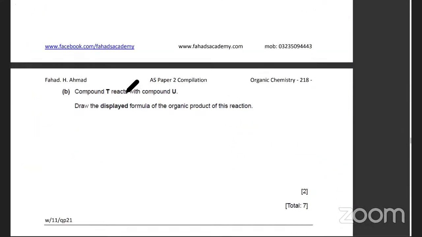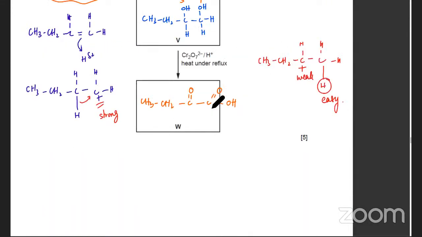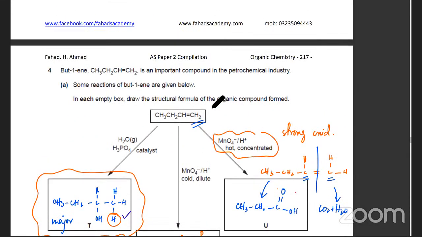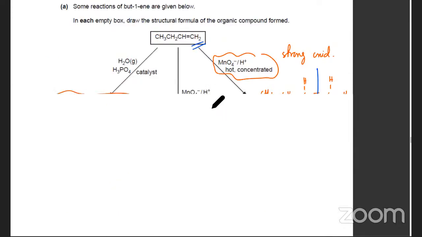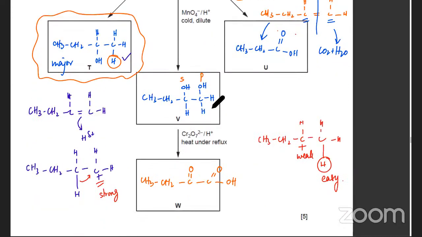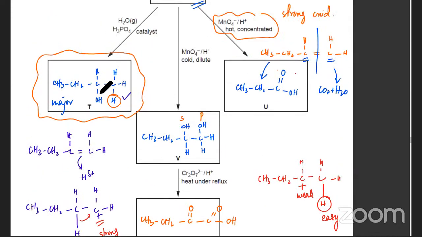Now the next one is: compound T reacts with U. Draw the displayed formula of the organic product of this reaction. So T reacts with U. T, where's T? T is an alcohol, U is a carboxylic acid. So T is a secondary alcohol. It's a butanol.